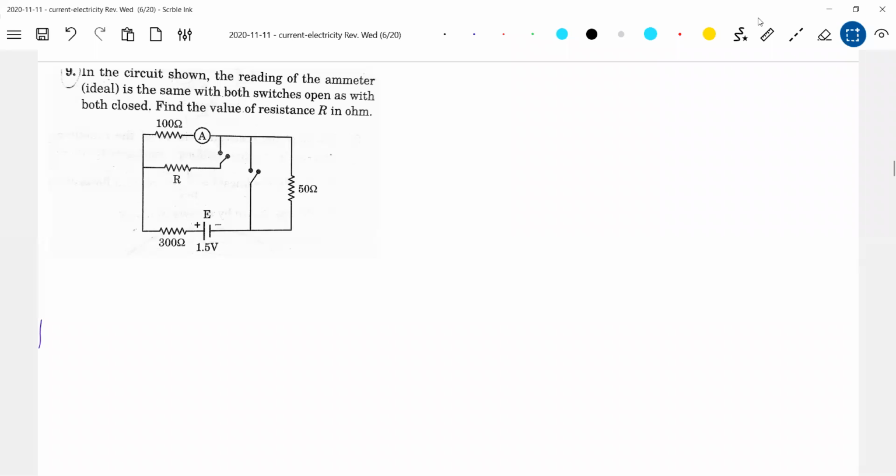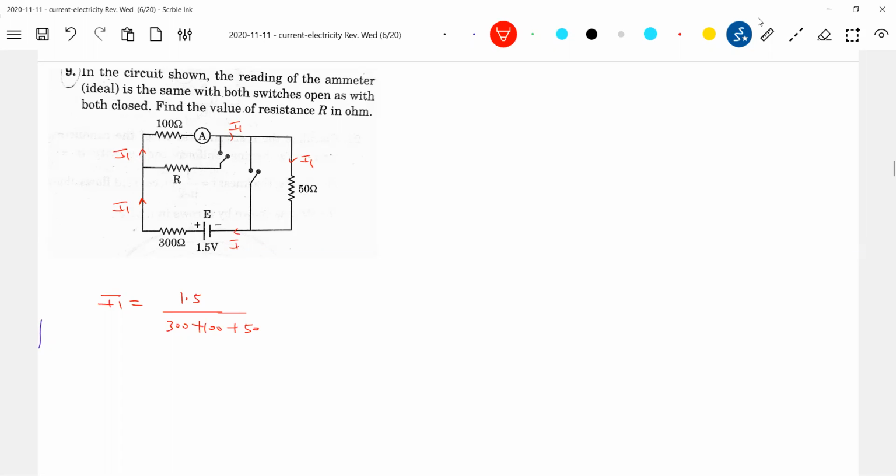Now the question is very simple. The reading of the ammeter is the same with both switches open as with both closed. Find the value of resistance R. So initially current I1 will flow. Let me take the same diagram. This I1 will take a path like this, no? We have to calculate the value of R. So I1 should be equal to, looking at this diagram, 1.5 by 300 plus 100 plus 50, the ammeter being ideal.